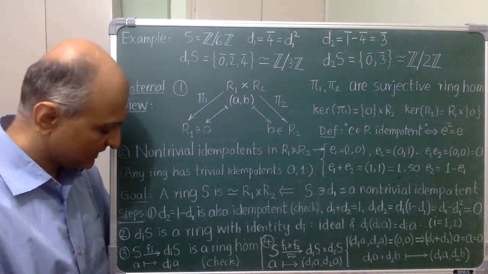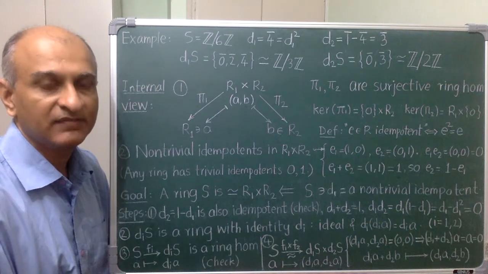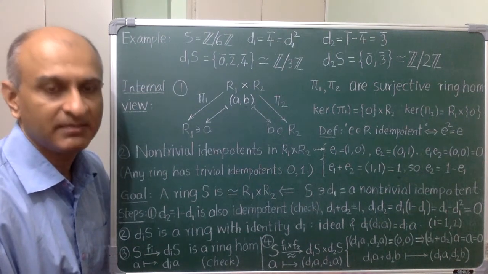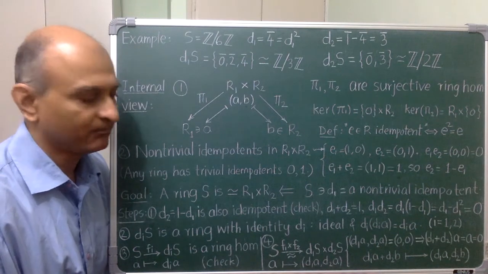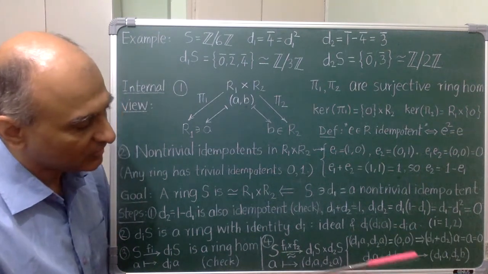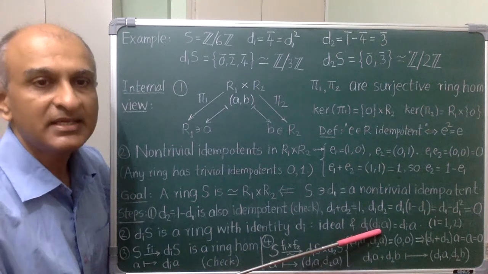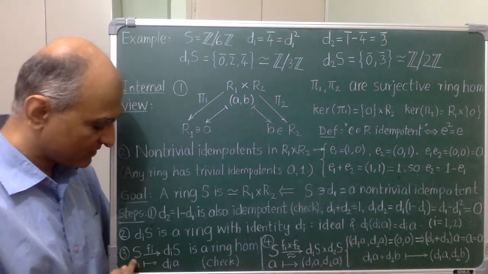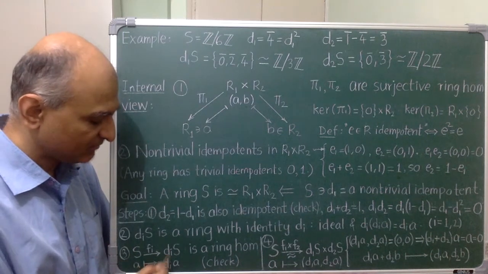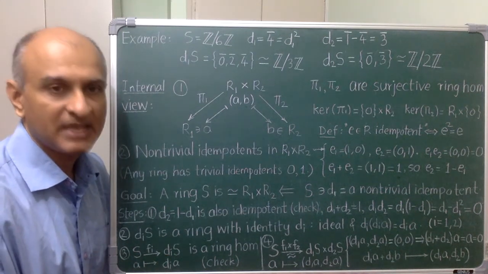This is because DIS is an ideal, in fact the principal ideal generated by Di. So it has addition, subtraction and multiplication. Di works as identity on this ideal because Di is an idempotent. Next, I have a ring homomorphism from S to DIS, which is multiplication by Di.